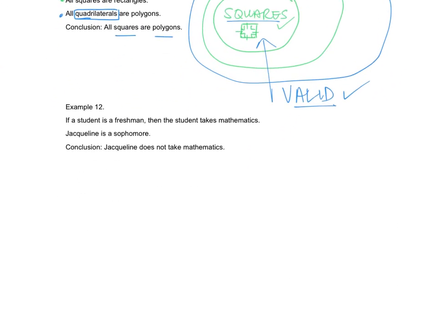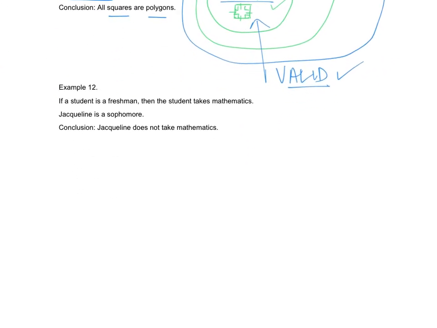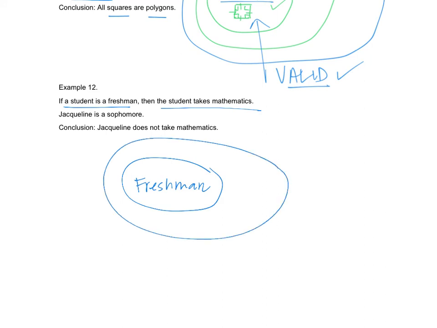Okay, we have one more here. Example 12. If a student is a freshman, then the student takes math. Jacqueline is a sophomore. Can we conclude that Jacqueline does not take math? Let's draw a picture to help us out. It says, if you're a freshman, then you take math. So think about all the freshman students and all of those guys. If you are one of these, then you take math. So that means you have to live inside the circle of math-taking people. So these are all the people that take math.